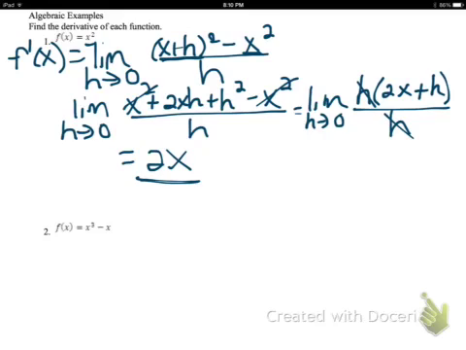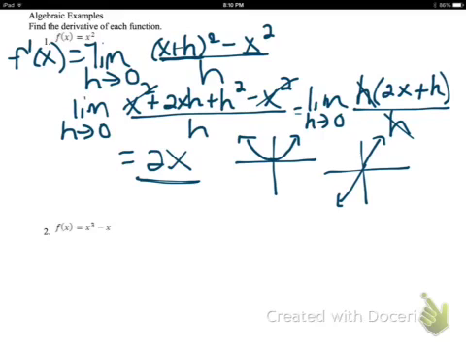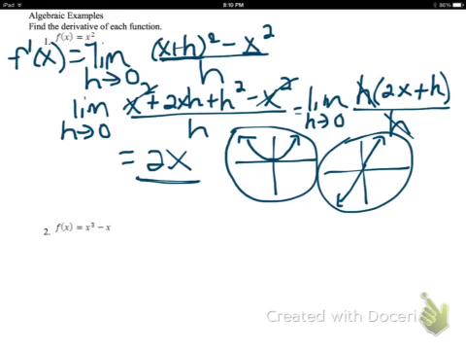So the derivative of x squared is 2x. Notice, I start with x squared, which looks like this. The derivative of that is just a line, 2x, up 2 over 1. So here is the original function, and the derivative is just a line.